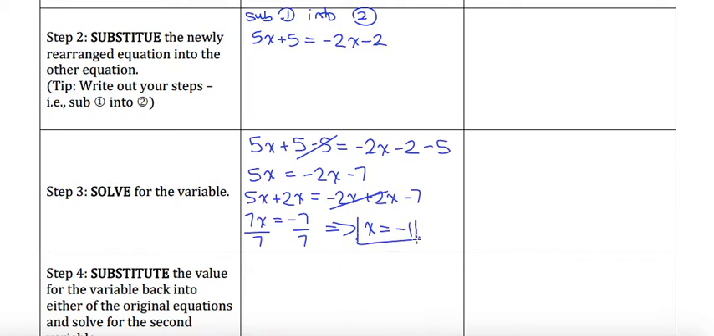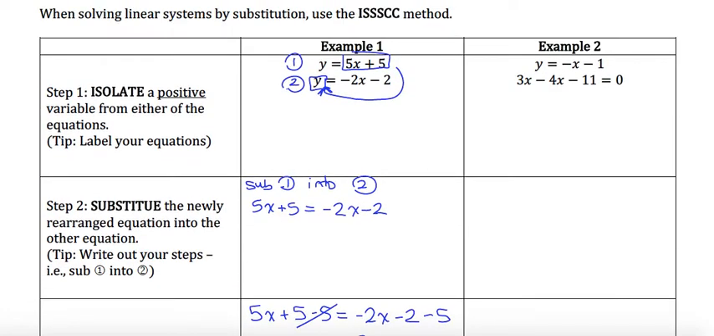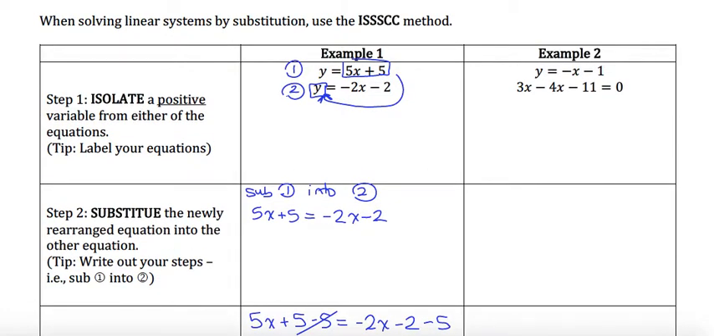Now what I want to do is substitute the value that I found right here. So my x equals negative 1. And I'm going to put it into one of my original equations. And that way I can solve for my y. And the tip that I have for this one is to choose the simpler one. So whatever one you think is going to be easier, do that one.